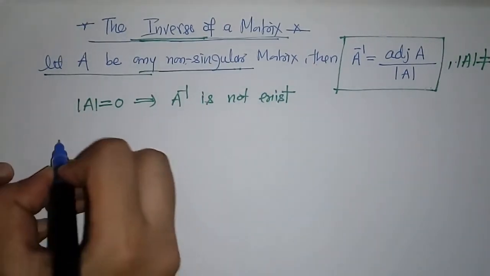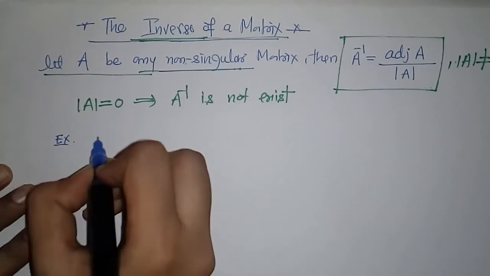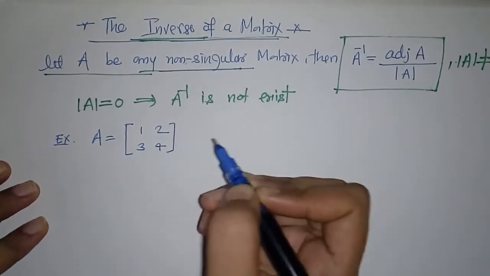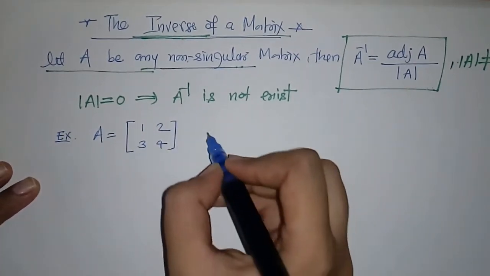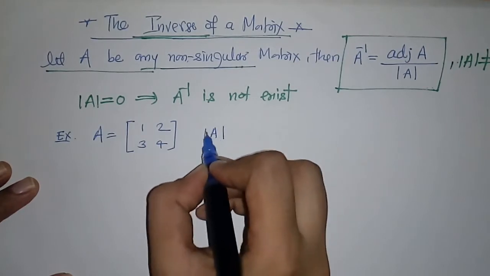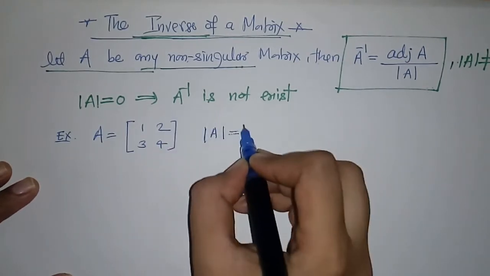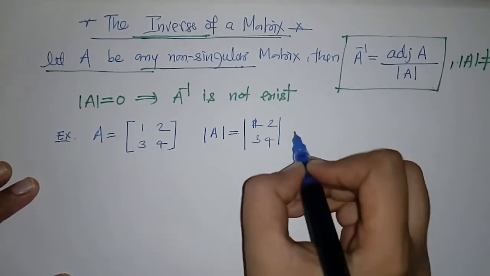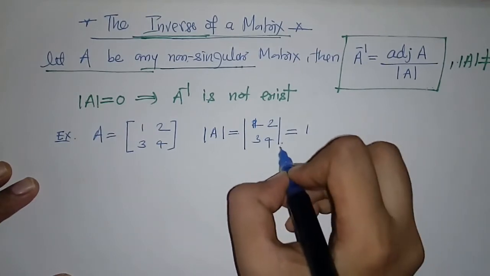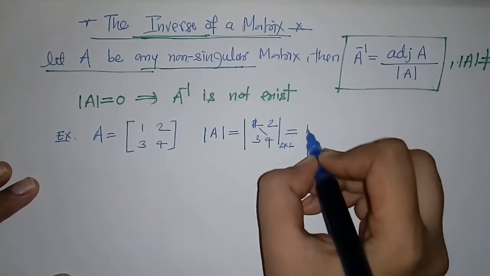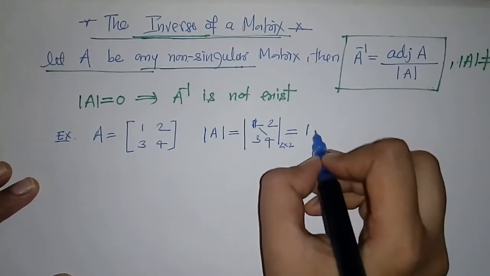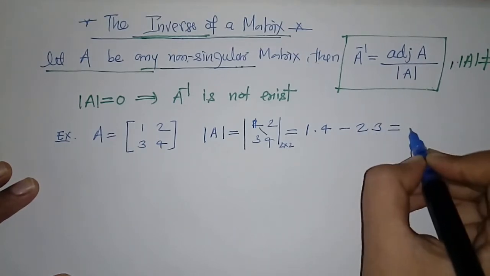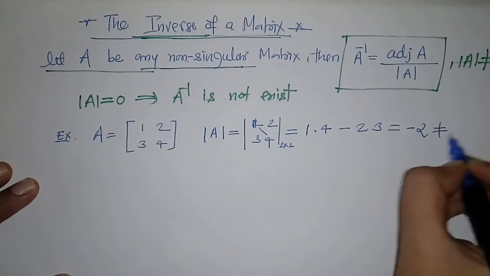Okay, we can check this by one example. If we have this matrix A of order 2 by 2, we will check whether its inverse exists or not. So how to find its determinant here? Yes, we have to write all these elements. This is 1, 2, 3, 4. And how to solve this? This is a 2 by 2 determinant. So how to solve? We have to do the cross multiplication: 1 into 4 minus 2 into 3. So we get minus 2 and this is not equal to 0.